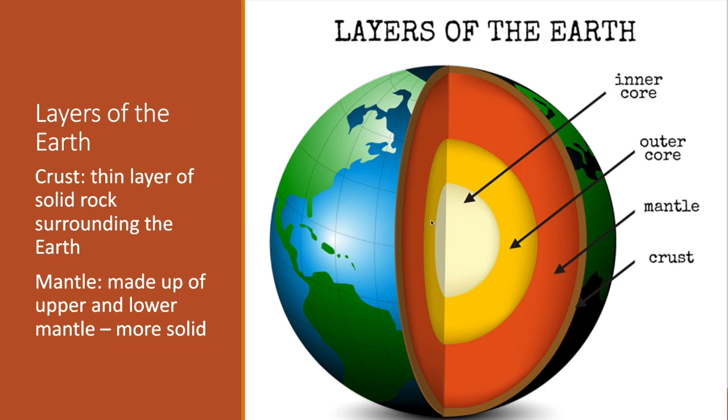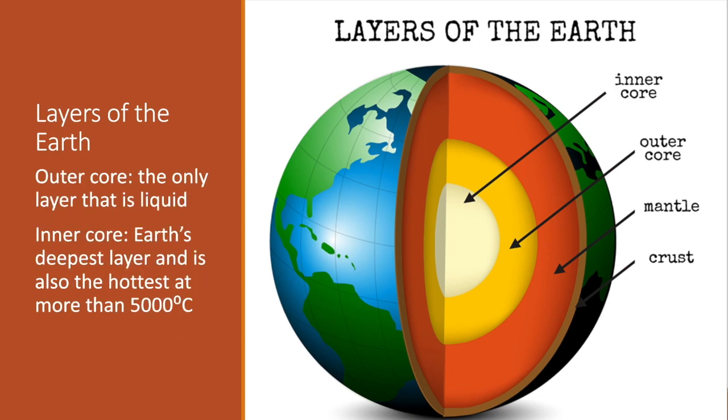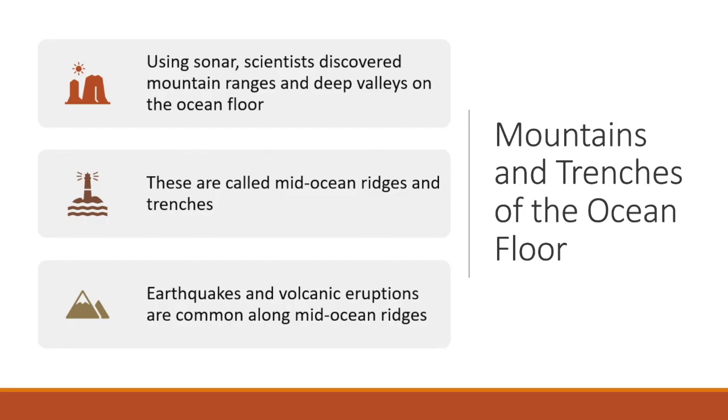We've got the crust, which is the outside layer here, and it's a thin layer of solid rock surrounding the Earth. Then we have the mantle, this orange layer here. It's made up of the upper and lower mantle. It's more solid. Then we have the outer core. It's the only layer that is liquid. And the inner core is the deepest layer and is also the hottest at more than 5,000 degrees Celsius.